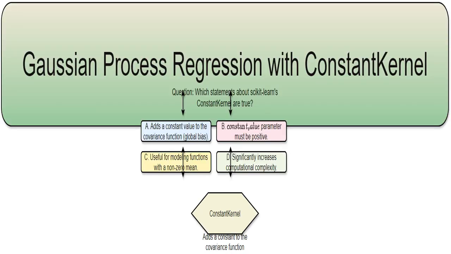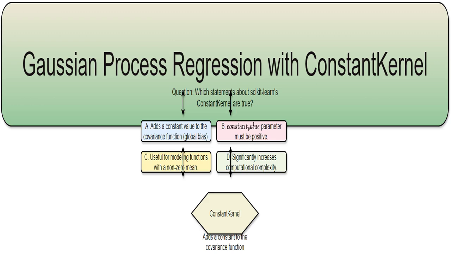This statement is correct. The constant kernel does exactly that. It adds a constant number to the covariance function of the Gaussian process, which in turn introduces a global bias or constant offset to your predictions.